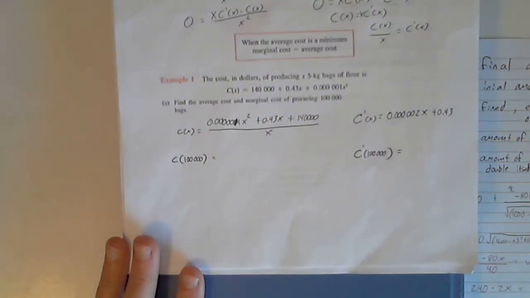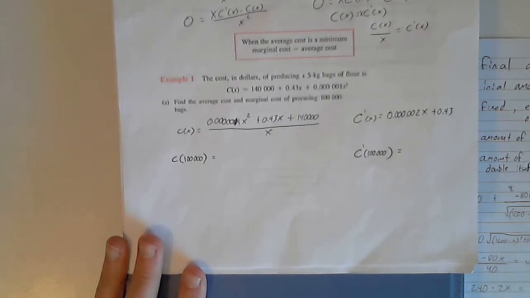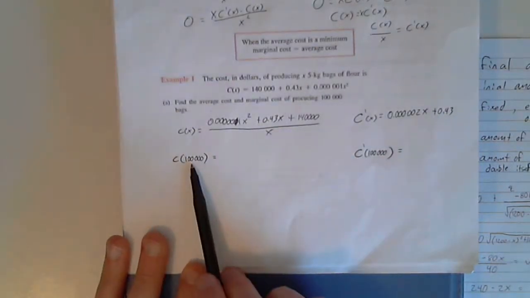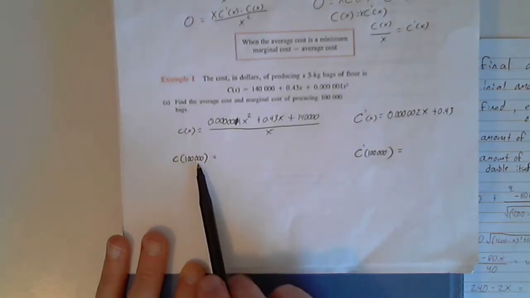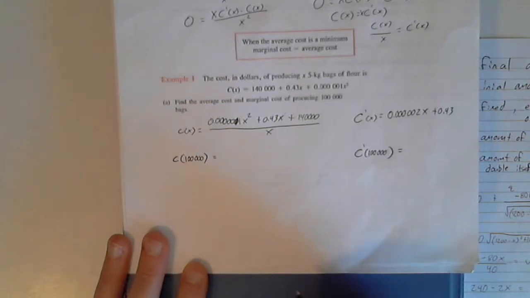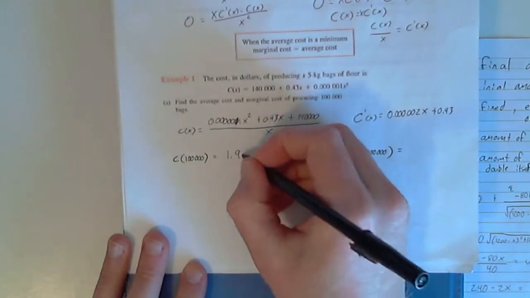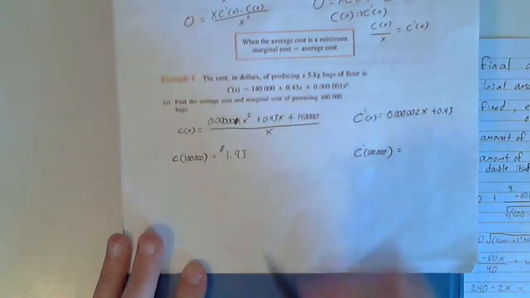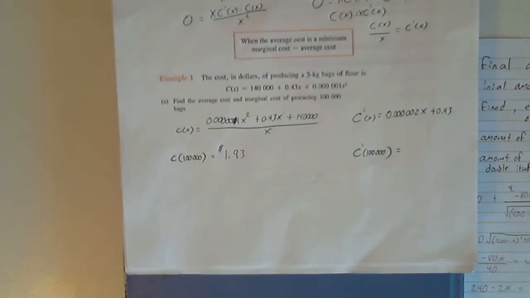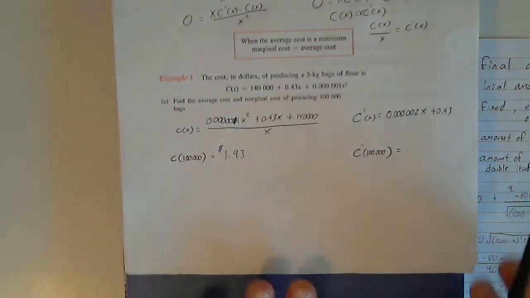And then this is actually just a straight up calculator problem. What is that average cost when it's 100,000? And I think it is $1.93. Kind of trusting this other work here. You could throw that all in your calculator, but it's just a calculator question. Just replace X with 100,000.